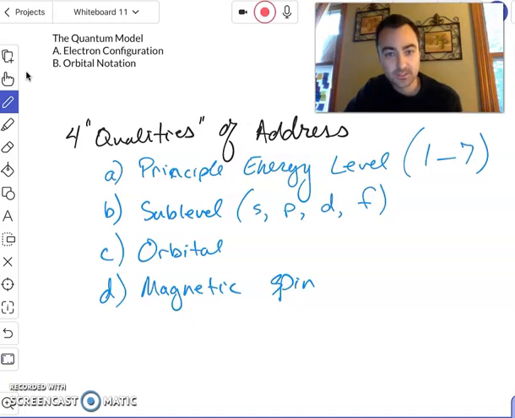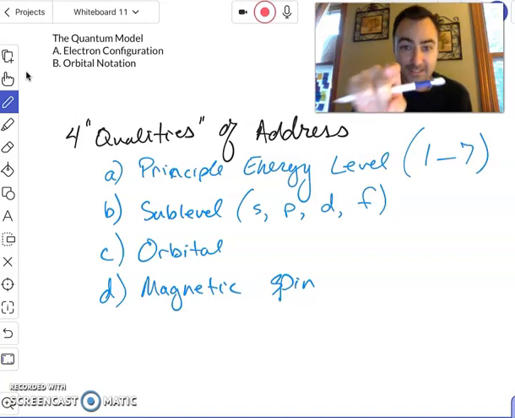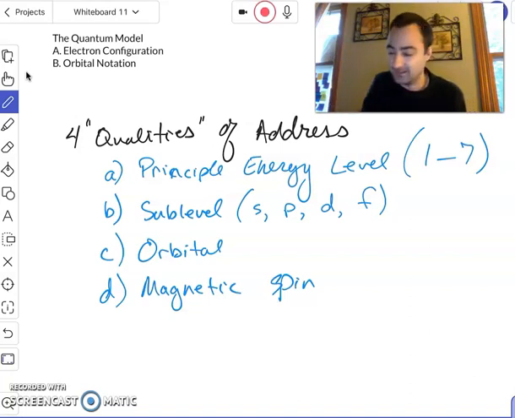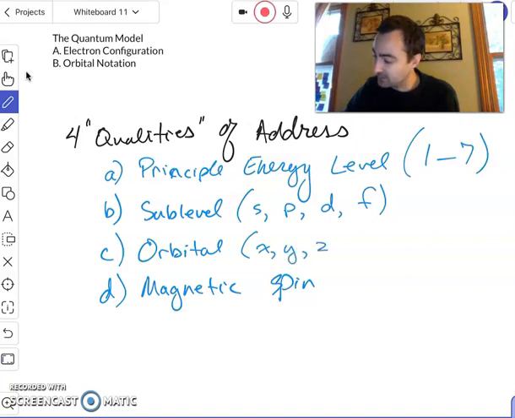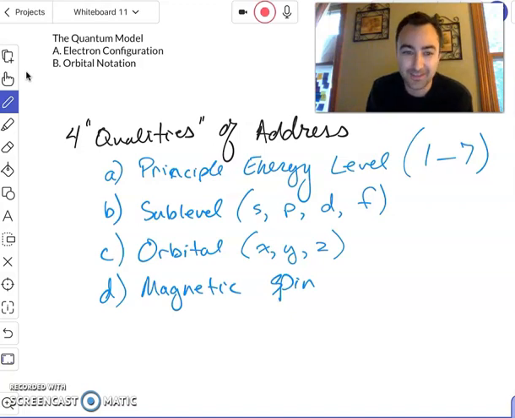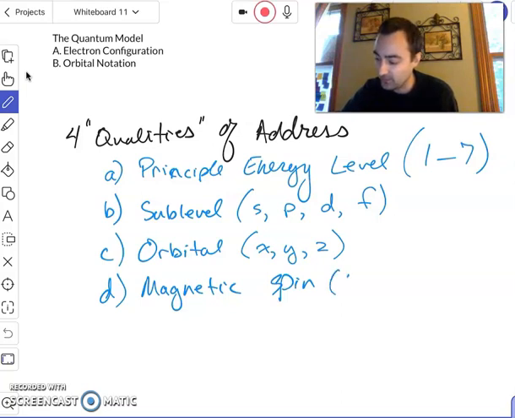The orbitals are described basically by which plane they exist on. Do they exist on the x-axis, the y-axis, or the z-axis? It gets a little more complicated the higher you get, but for now, that's what we're going to do. And the 2 options for magnetic spin are either up or down.